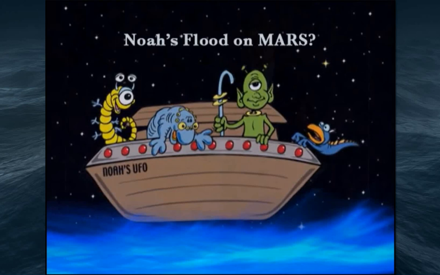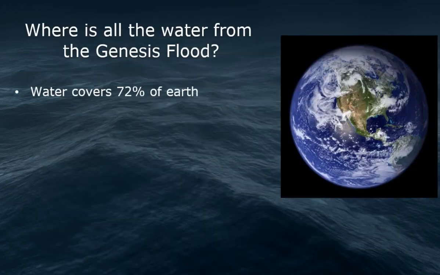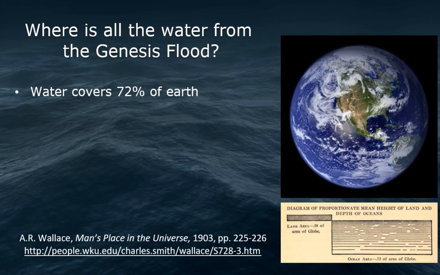Then they say, where did all the water from Noah's flood come from or go to? Well, let's answer that question. Where is all the water from the Genesis flood? Right now, water covers 72% of the earth. And we have a creation scientist, A.R. Wallace, who wrote this back in 1903.